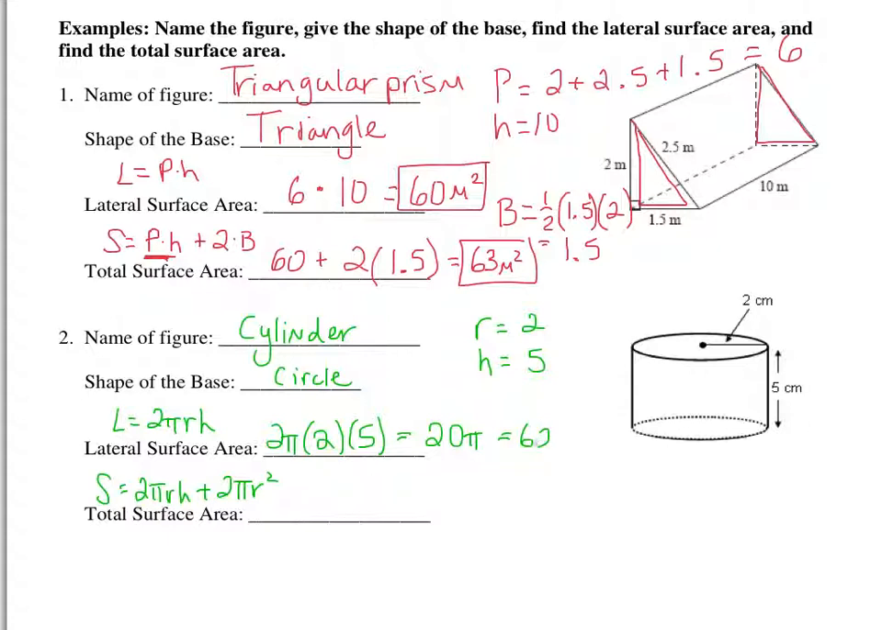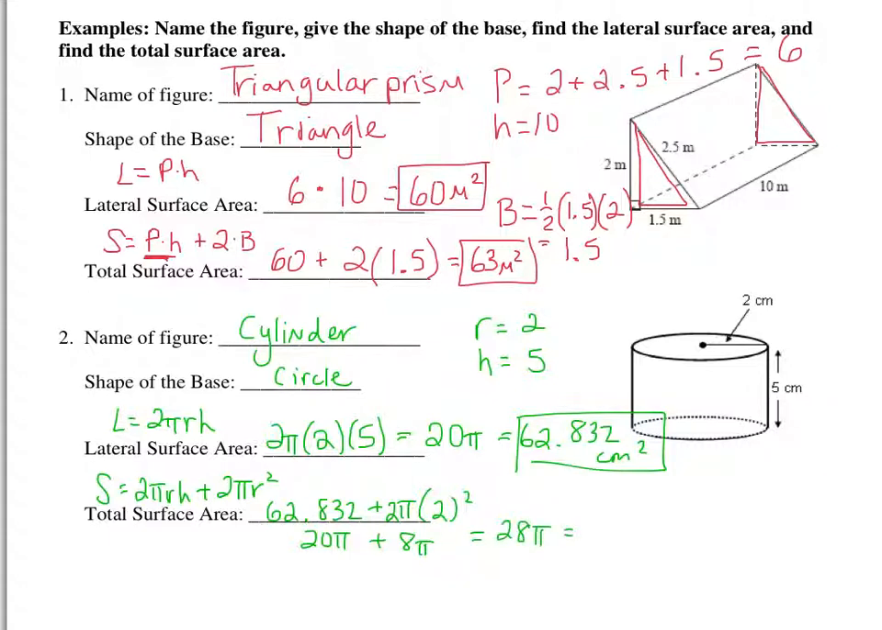And then when I type that in the calculator, I get 62.832, and this would be centimeters squared. For the total surface area, I'm taking that answer, and I'm adding 2 pi r squared to it because I've got 2 bases. So remember, the first one was really 20 pi, and when I take 2 squared and then multiply by 2, I get 8, so I have 8 pi. So together we have 28 pi, and now go ahead and type that in the calculator, and we end up with 87.965. And this would also be centimeters squared.